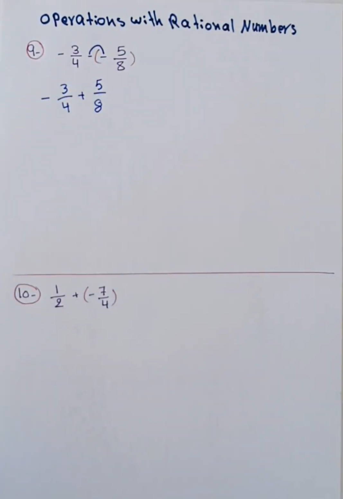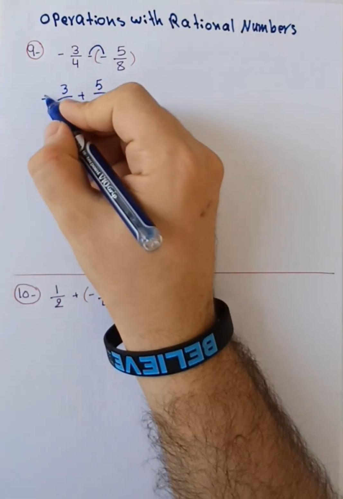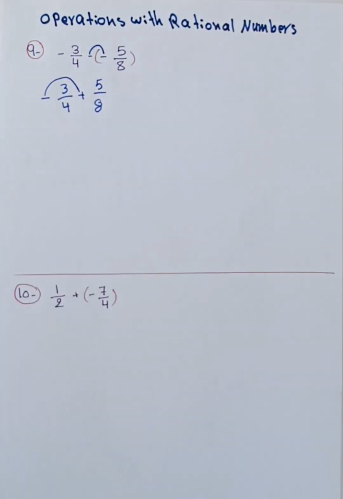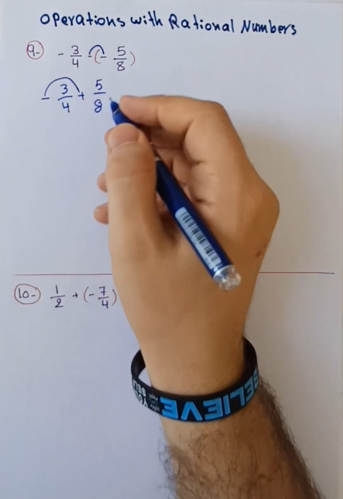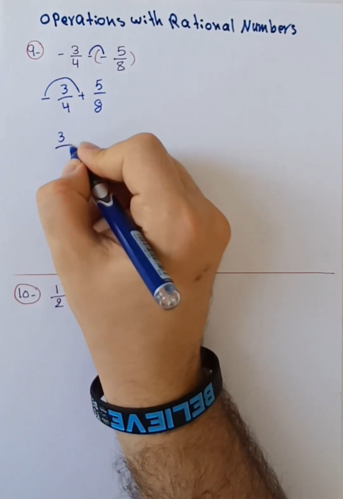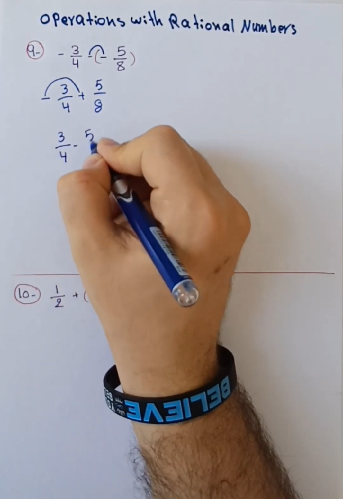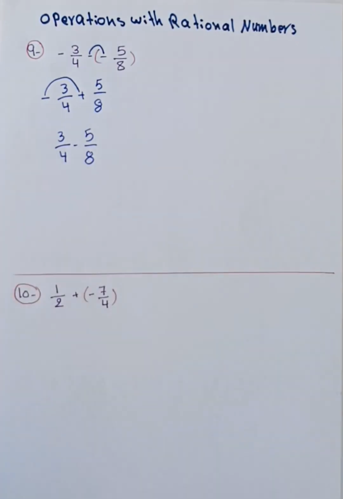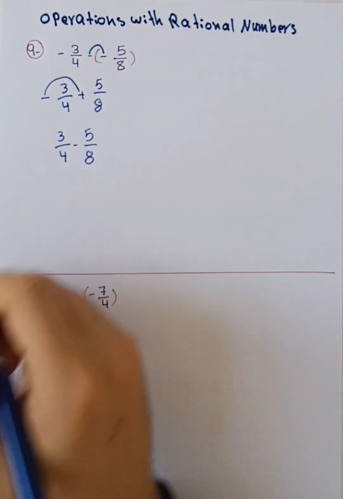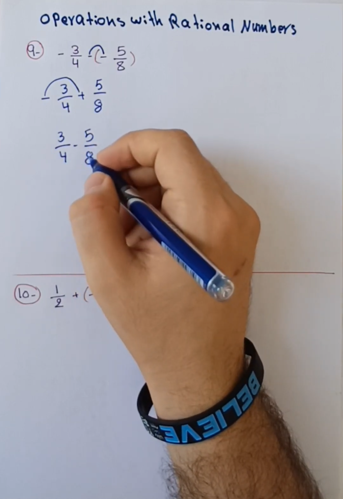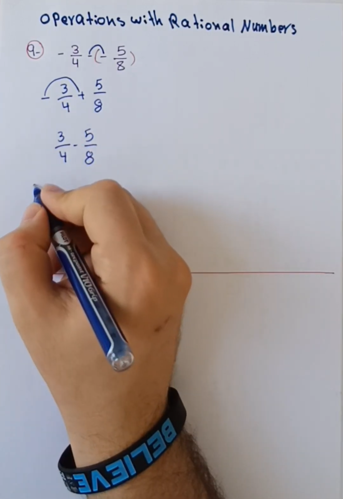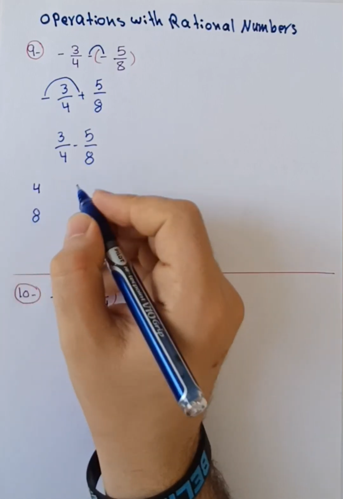After that, we have to multiply these two signs to know which operation we have to do, plus or minus. Minus times plus is minus, so we have to subtract these two fractions: 3 out of 4 minus 5 out of 8. First, we have to find the least common multiple for 4 and 8 because we have different denominators. So 4 and 8.